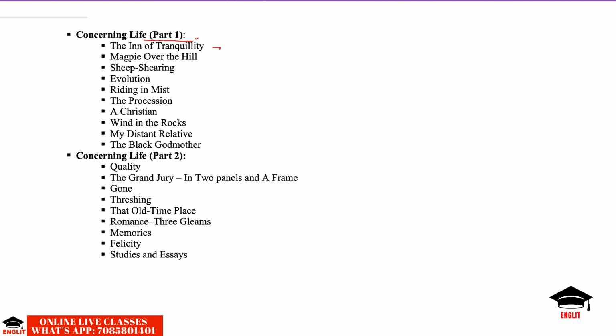उसमें important essay है The Inn of Tranquility, Magpie over the Hill, Sheep Shearing, Evolution, Riding in the Mist, The Procession, Christian, Wind in the Rocks, My Distant Relatives, The Black Godmother. The Black Godmother was earlier published separately as well. तो अगर repetition आपको कहीं दिखता है तो there is no surprising a thing because they were previously published in some magazines and periodicals and other journals and later on they were collected and compiled and published in some other collection. So आपको हो सकता है repetition दिख जाए.